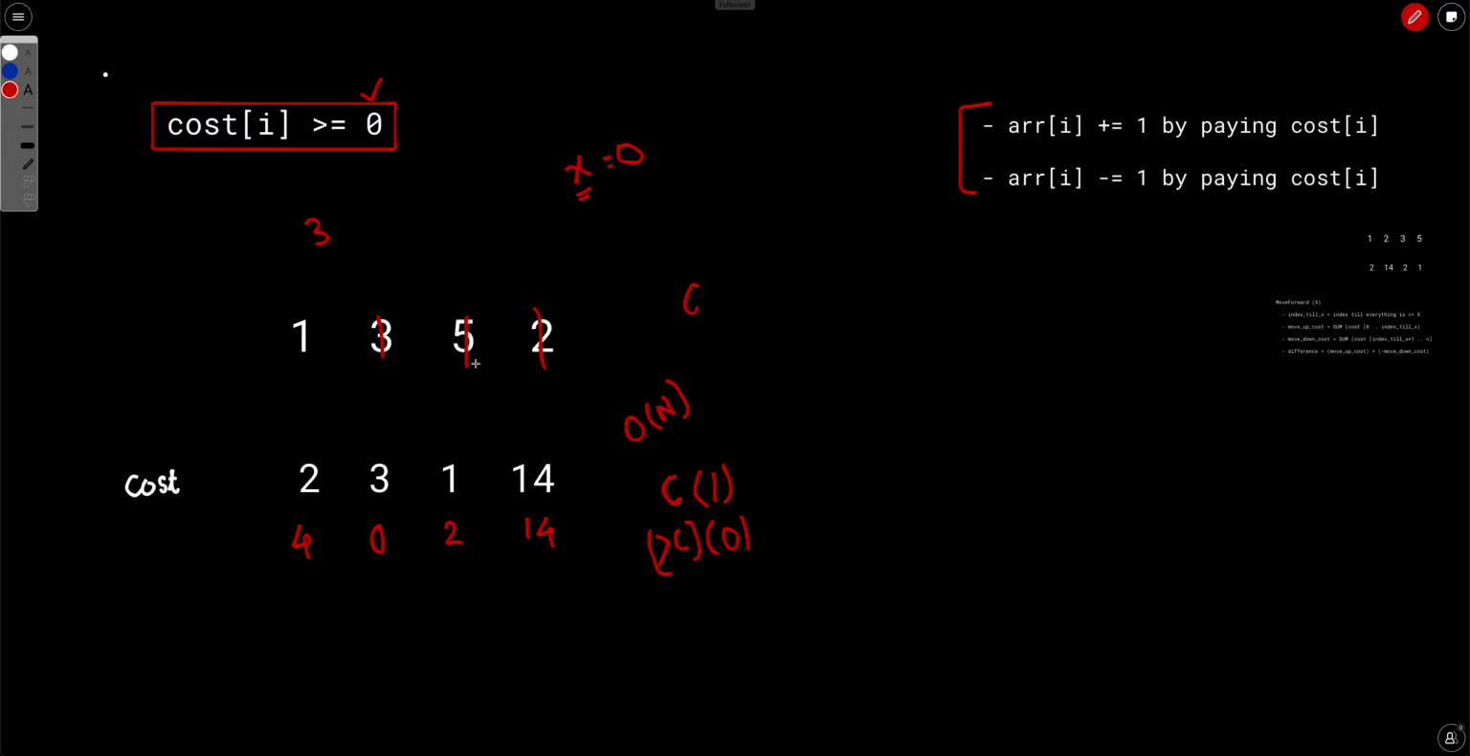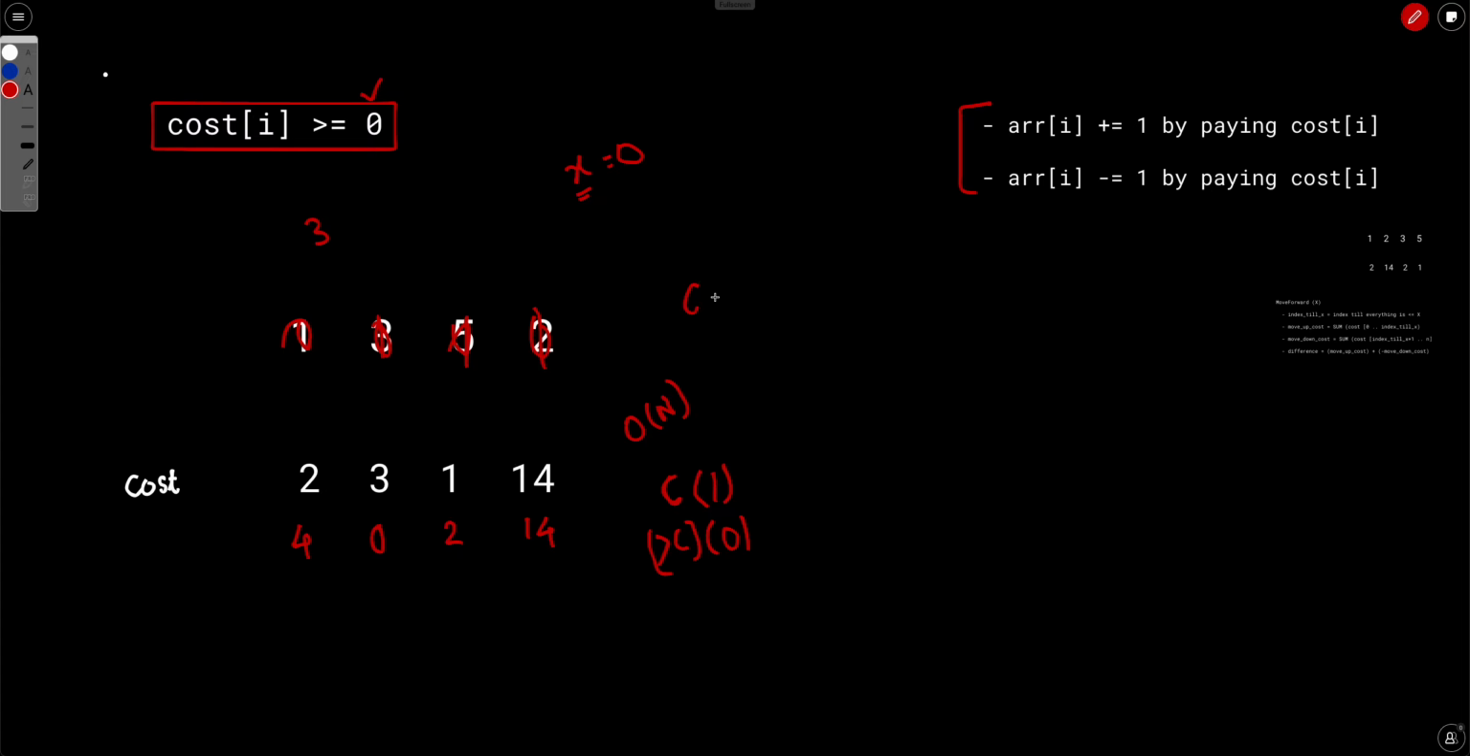So everything here is 1, and you have paid C units of cost. Now you have to move everything to 0. So this will be decremented once, this will be decremented once, this will be decremented once, and this will be decremented once. So you will be paying one unit of cost for every element here.